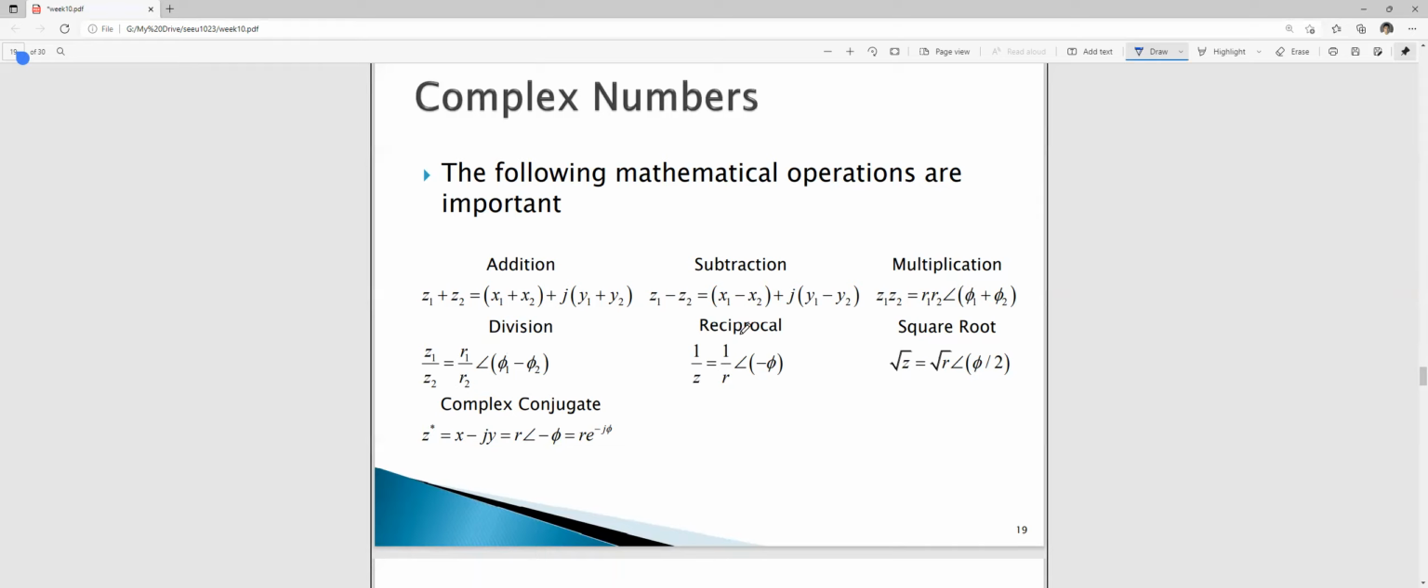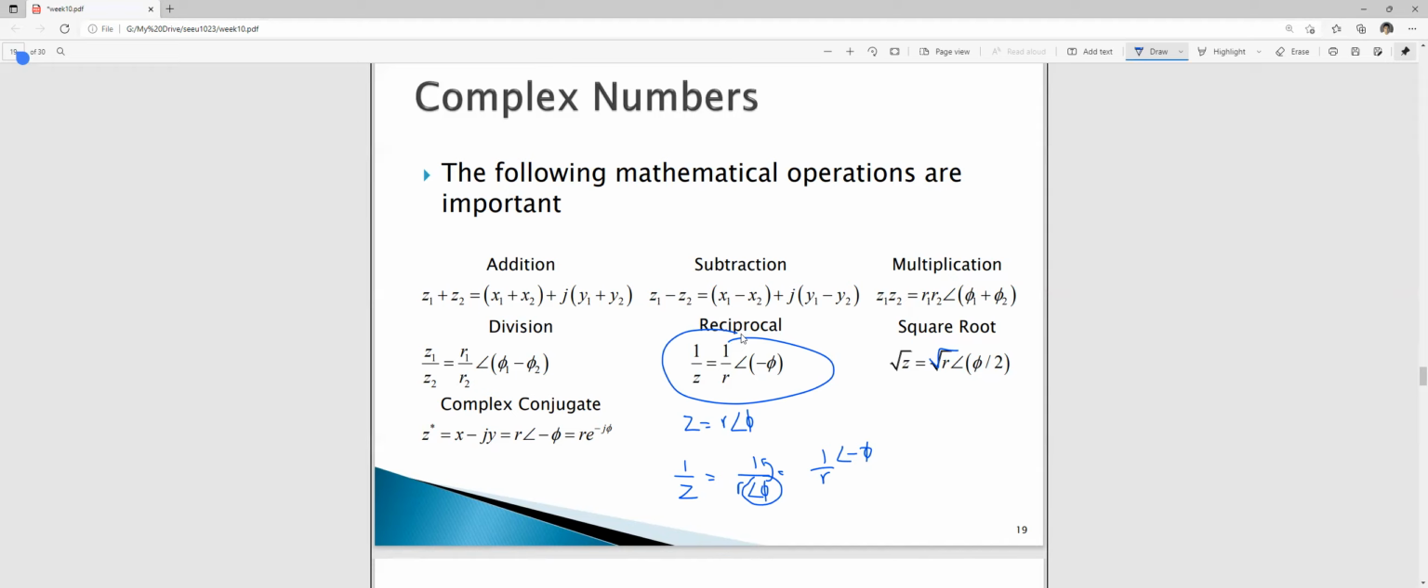Okay, and then reciprocal, what do you mean by reciprocal? For example, if you have z equal to r at angle phi, the reciprocal of z is 1 over z, so it should be 1 over r, and the angle goes up, so it becomes negative phi. So that is what this means. And for the square root, if you want to take the square root of a complex number, the magnitude must be square rooted, while the angle must be divided by 2.